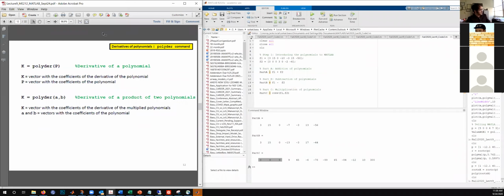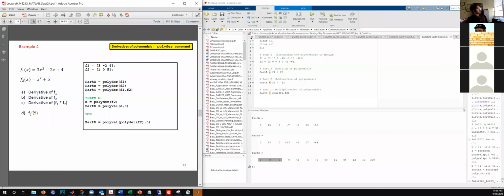So let's rather look at some examples here. So we have these 2 polynomials, f1 and f2. The questions are, find the derivative of f1, find the derivative of f2, and then find the derivative of f1 multiplied by f2. So I already have the screenshot here, so maybe we can just go through this one.